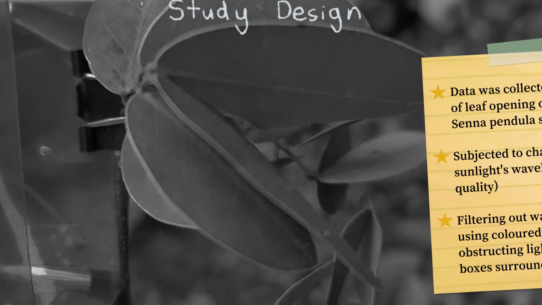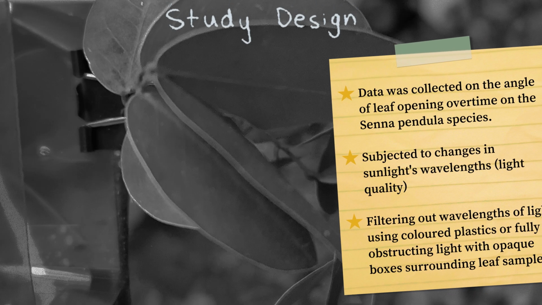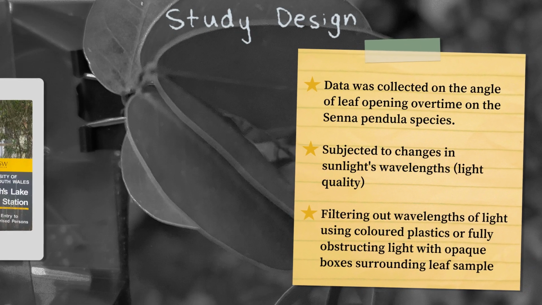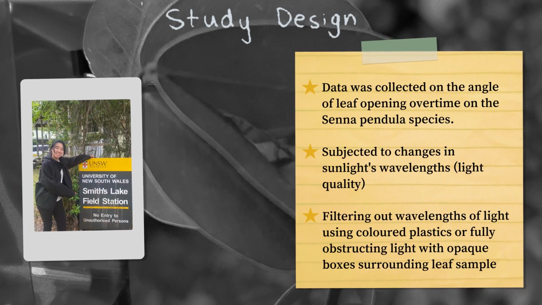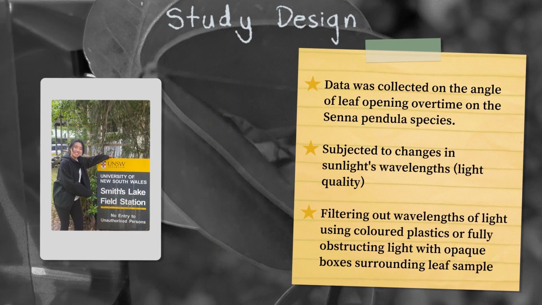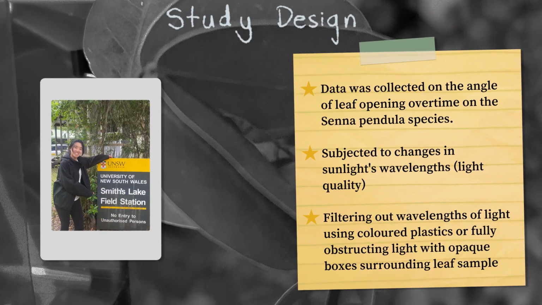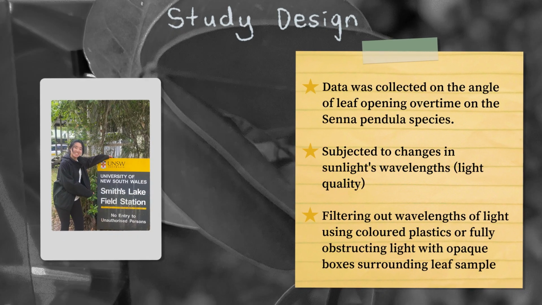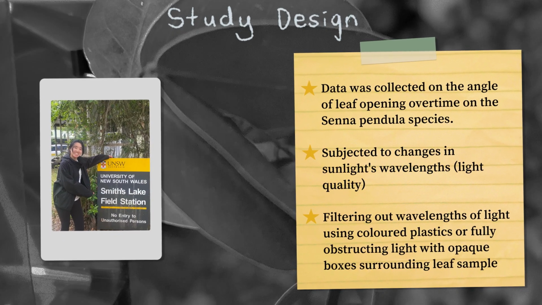So for my study design, data was collected on the angle of leaf opening over time on the Senna pendula species at the Eunice W. Smith Lake Field Station. The leaves were tested with changes in the sunlight's wavelengths or light quality by fully or partially obstructing and filtering out certain wavelengths using opaque or translucent colored plastics.